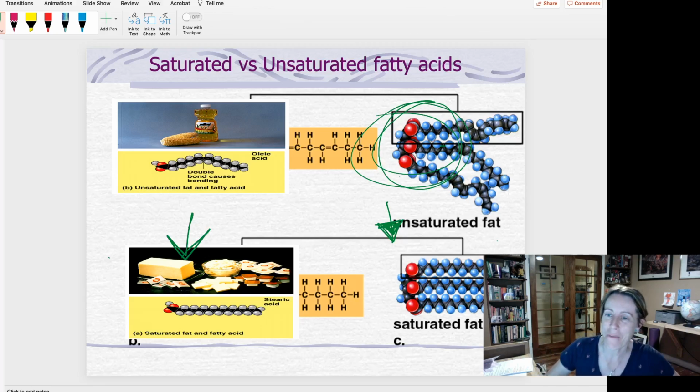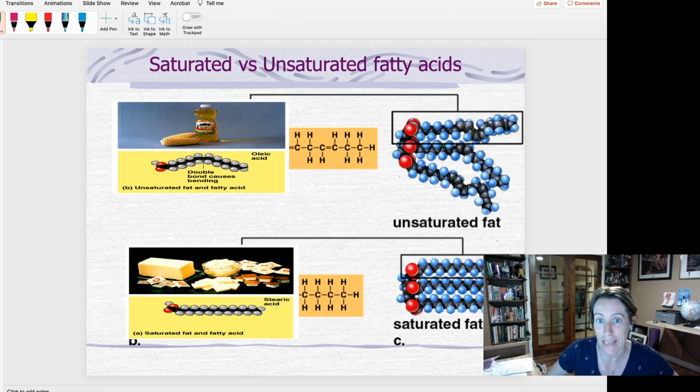All right, so anyway, I hope that makes sense. I hope that gives you some information about your diet and fats, and that is saturation and unsaturation in triglycerides.